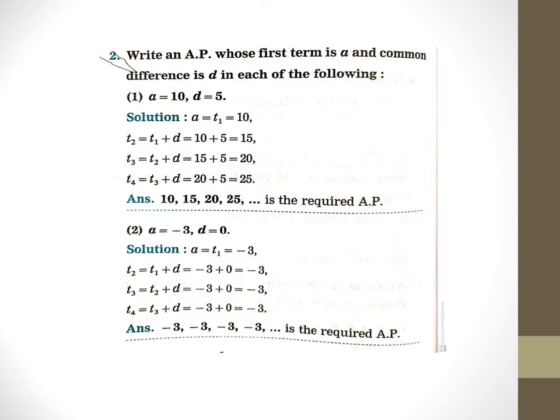Now here A value is minus 3 and D value is 0. Then A means T1, that is minus 3. T2 is equal to T1 plus D, minus 3 plus 0, again minus 3. T3 is T2 plus D, minus 3 plus 0, minus 3. T4 is T3 plus D, minus 3 plus 0, minus 3. Then minus 3, minus 3, minus 3, minus 3 is our required AP.